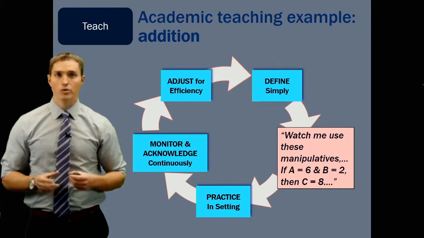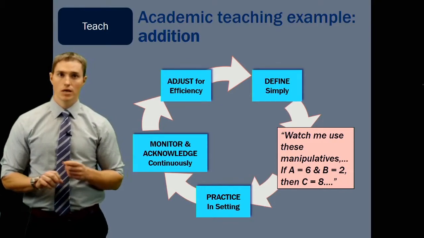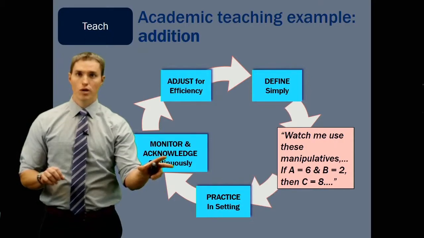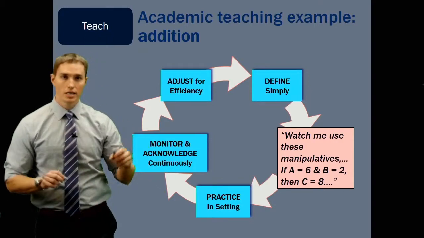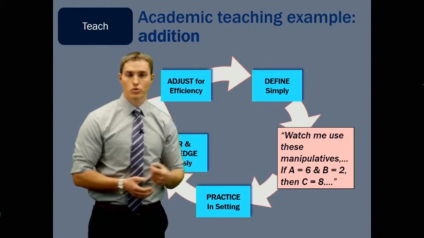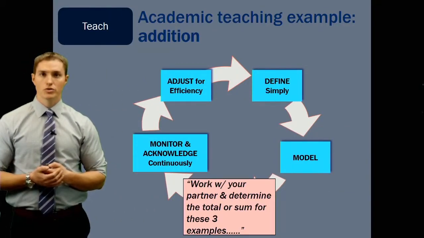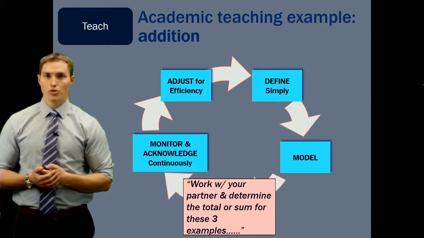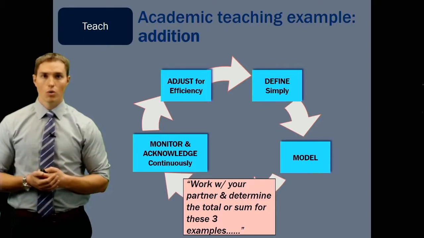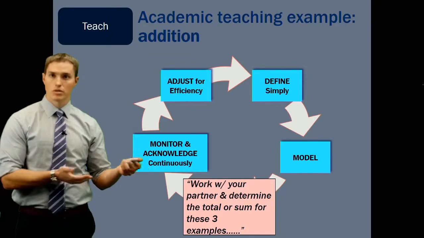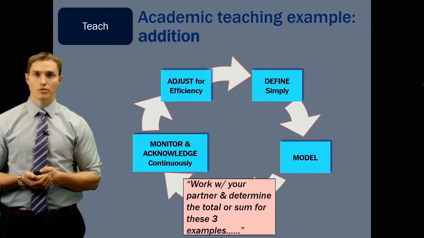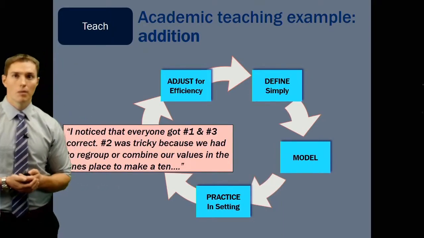You might say, if A equals 6, putting out 6 blocks for them, and B equals 2, sliding 2 blocks in front of them to look at, then C equals 8, putting 8 blocks for them to visualize the learning. You might then, in your lesson, progress the students practicing. You might say, work with your partner and determine the total or sum for these 3 examples, providing them 3 addition examples. You might monitor them over time.